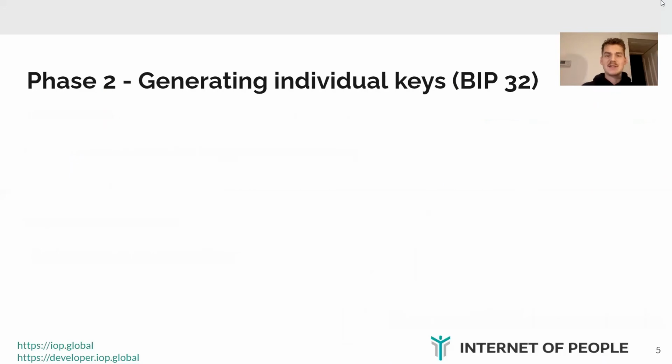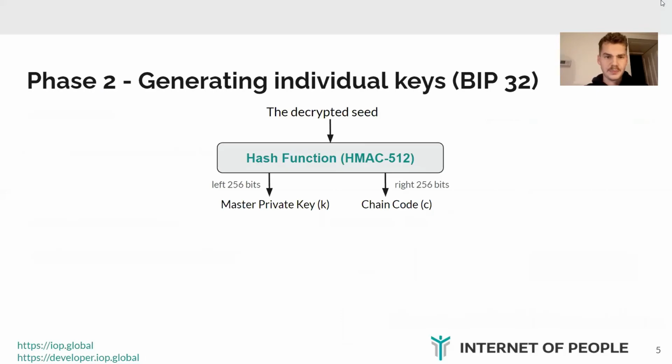The second phase is to generate individual keys, and this goes according to the BIP32 standard. What happens is that you first take the decrypted seed and feed it into a hash function. Now it splits it into two equal parts. On one side, you have the master private key, and on the other side, you have the chain code. The master private key has a corresponding master public key. Remember, this relationship is hidden. So if you have the public key, you cannot derive the master private key. Think of this as a one-way function similar to hashing algorithms.